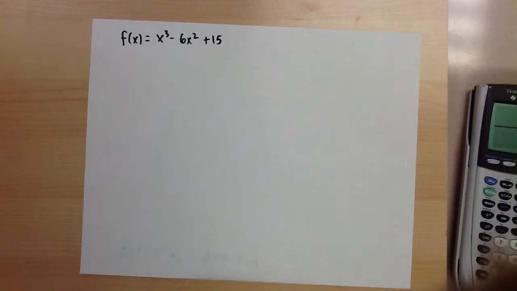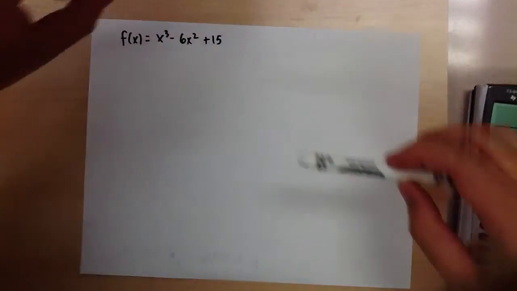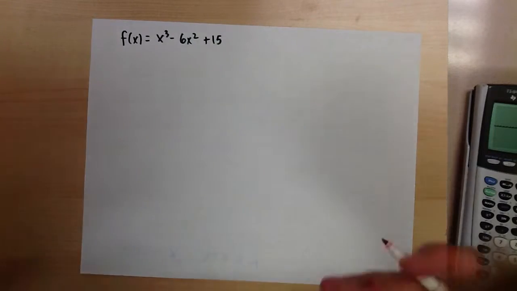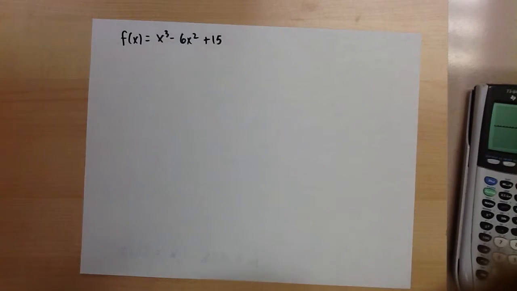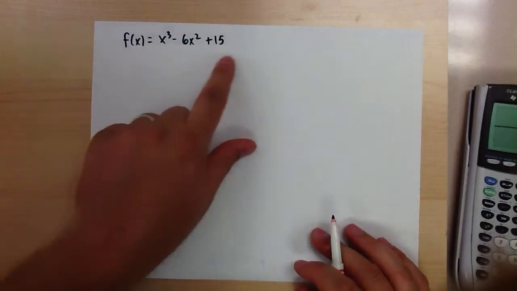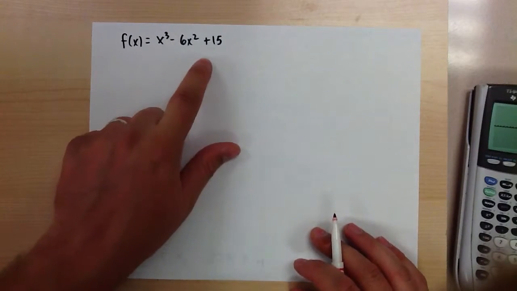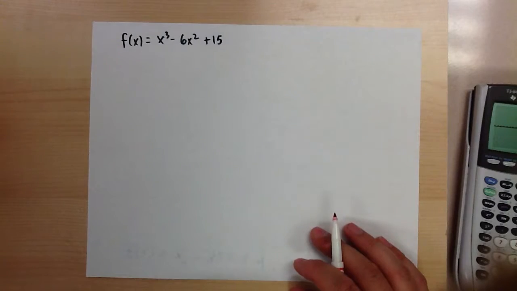Hi, we're going to look at another first derivative test example. So we have ourselves a function, a nice normal looking function, x cubed minus 6x squared plus 15. Kind of thinking about this function, nothing really weird. We don't see any discontinuities, no vertical asymptotes going to pop up, no corners, nothing crazy. So it's a nice continuous differentiable function.